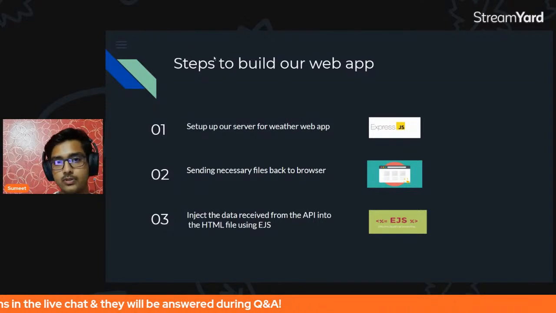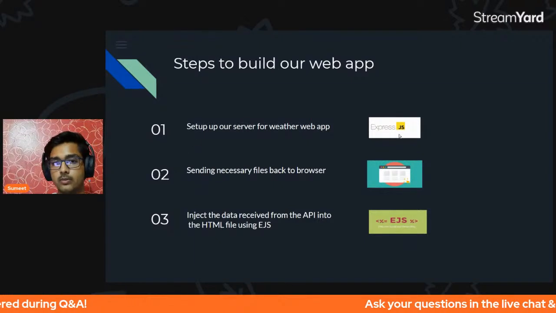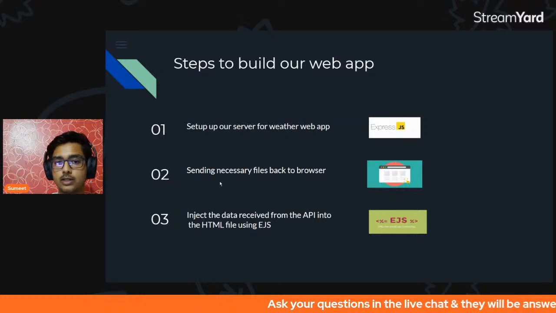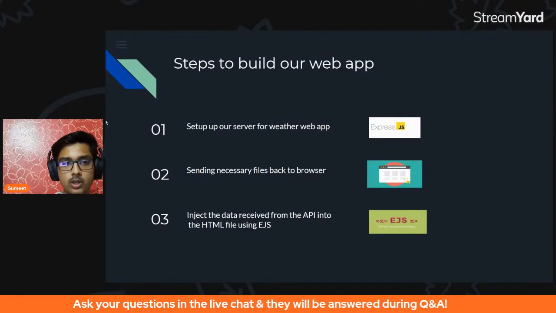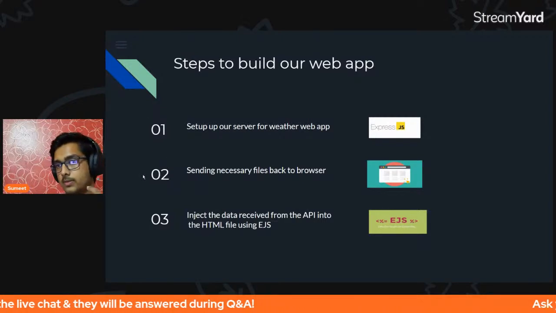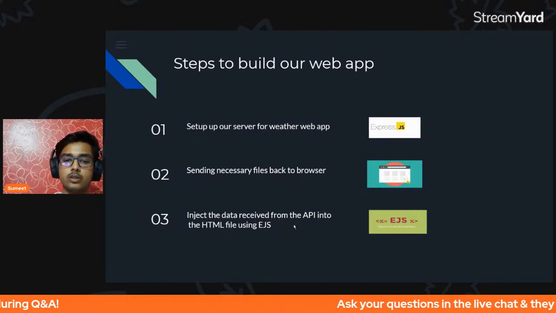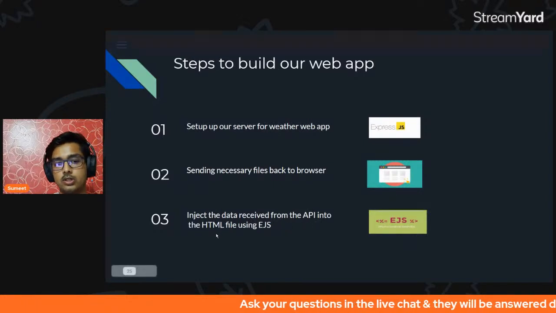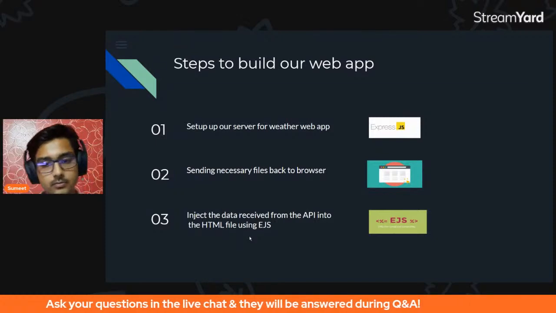So these are the steps to build a weather web app. First step is to set up our server using Express.js. The second step is to send necessary files back to the browser. So we will learn how to do that also. This first and second step we will cover in the first part, and the EJS part, like injecting the data received from the API into the HTML file using EJS, will be covered in the second part.